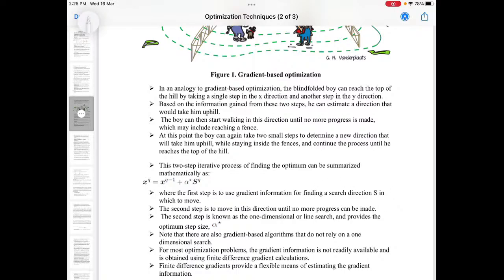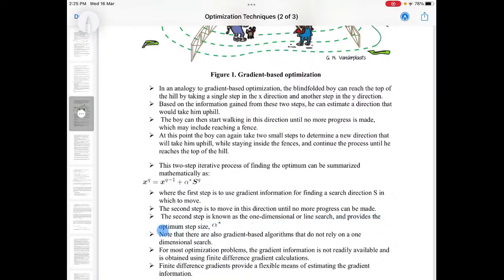The second step is to move in this direction until no more progress can be made. Which direction? Here the boy is moving in the x direction. So he has to move in this direction until no more progress can be made. Why? Because the constraint or the fence has been reached. So the fence has been reached, and further progress is not possible.